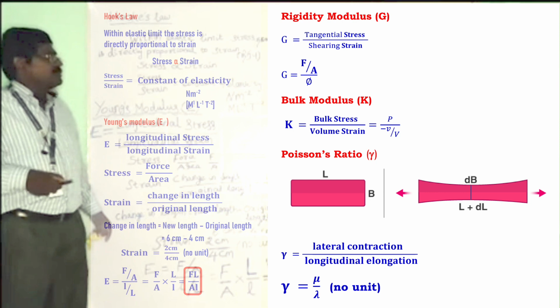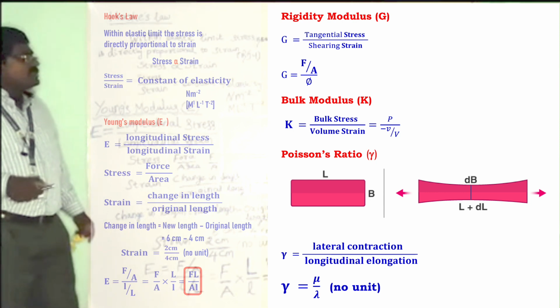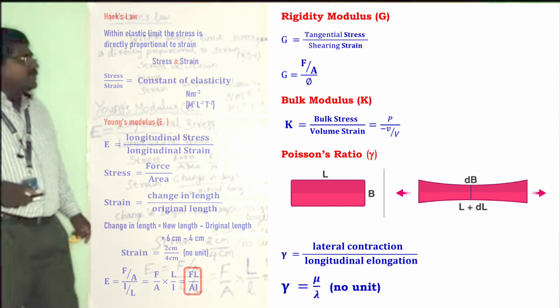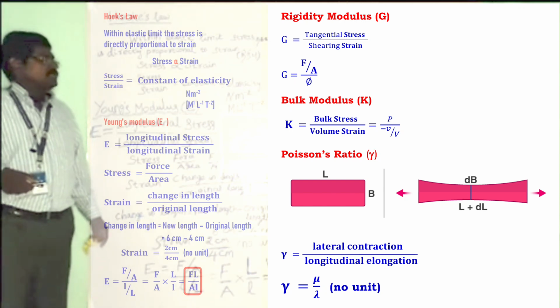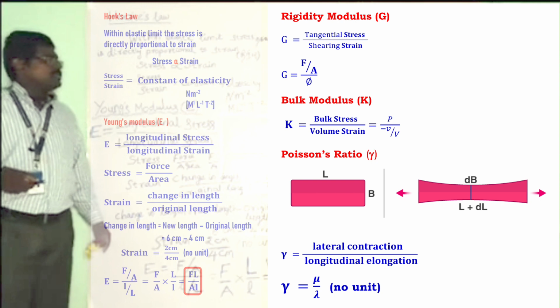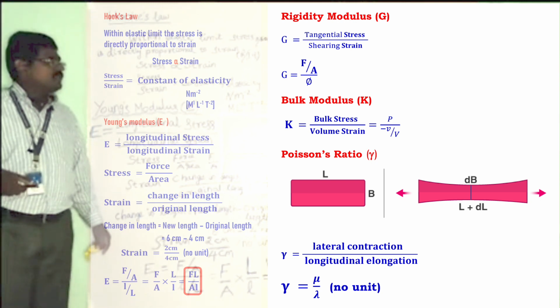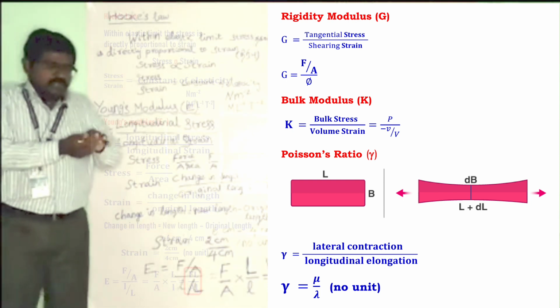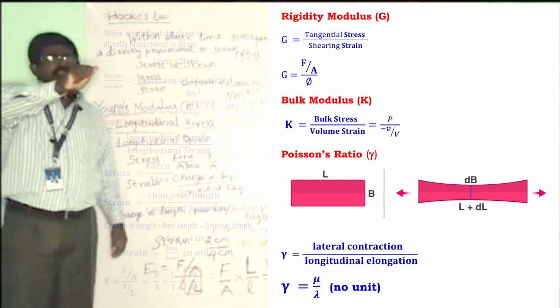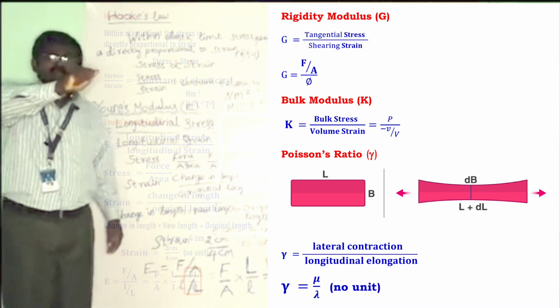Bulk modulus. The symbol is capital K. K is equal to bulk stress by volume strain. Bulk stress is known as pressure P. Change in volume minus v by V. Why do we give minus v? I compress this one. I press in all the faces. All the sides are compressed.